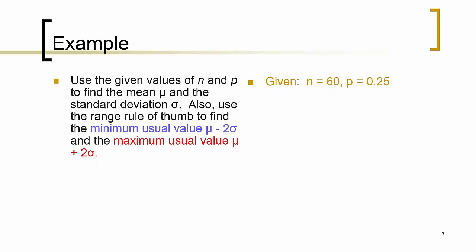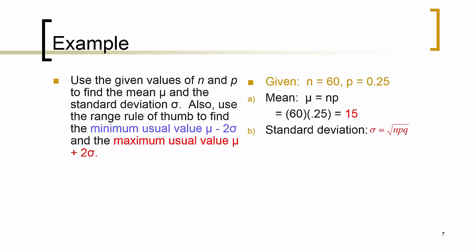Use the given values of n and p to find the mean, mu, and the standard deviation, sigma. Also, use the range rule of thumb to find the minimum usual value, mu minus 2 standard deviations, and the maximum usual value, mu plus 2 standard deviations. So for this example, n is 60 and p is 0.25. The mean is mu equals n times p. So 60 times 0.25 is 15.